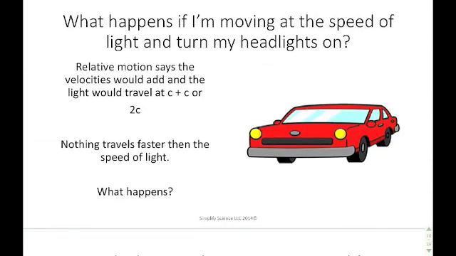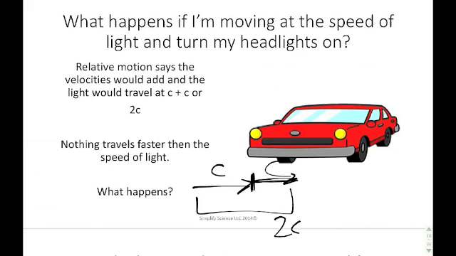Now, people say, okay, what happens if I'm moving at the speed of light and I turn my headlights on? For example, I'm in a car, I'm moving at c, I turn my headlights on, light moves at c, therefore the light is traveling at 2c because I add the velocities together, and I've broken special relativity because the light is traveling faster than the speed of light. Okay, here's where it gets tricky. That is not the case. It seems like it is. It's just like, well, you just add them together and there you go. It is not the case.